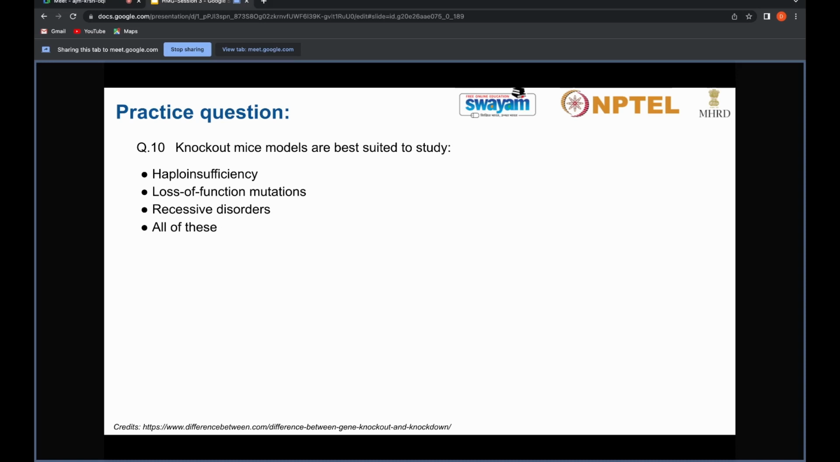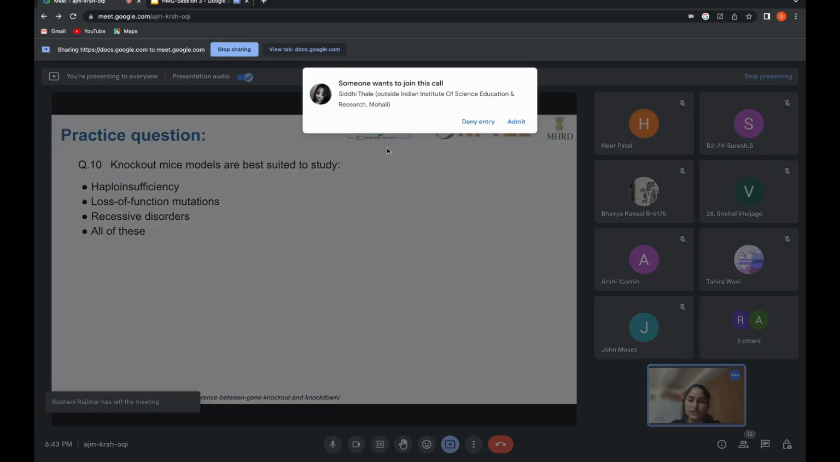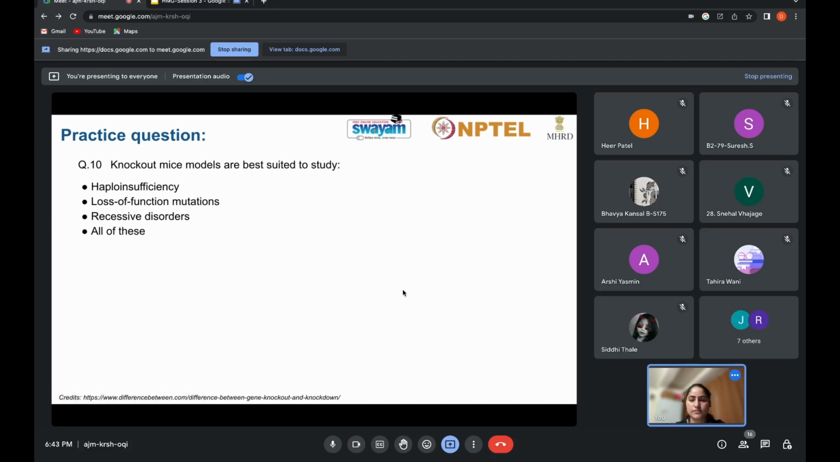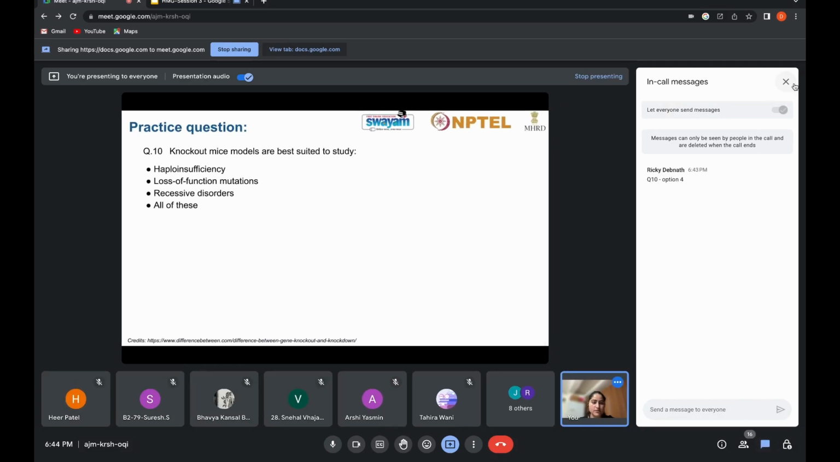So now you have to tell which of the following options will be correct. Haploinsufficiency. What can you study using these knockout mice models? Are you aware of these models, knockout mice models or other models? If you have attended the week 3 lectures, then these were covered in that. Okay, somebody is saying option 4, all of these.